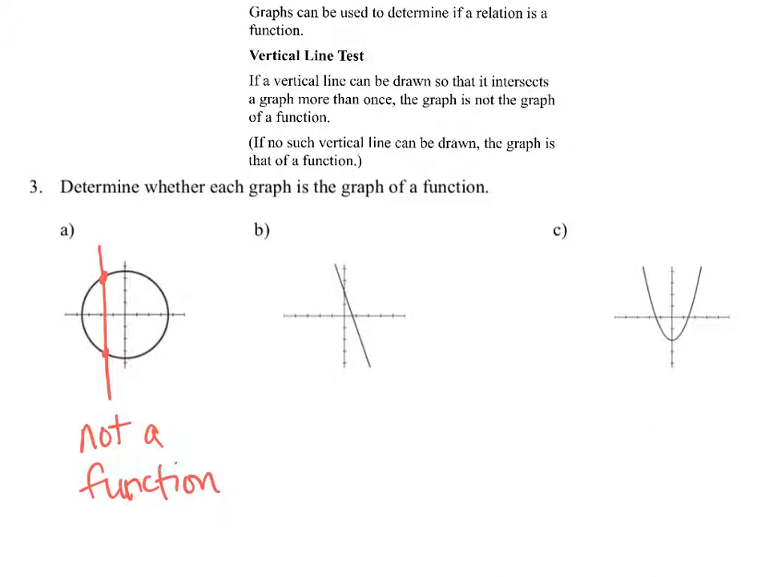Let's look at the second example. If we draw a vertical line, we see here that it crosses only once. And no matter where we draw that vertical line, we would see that each vertical line would only intersect the graph at exactly one point. Therefore, this passes the vertical line test. This is a function.